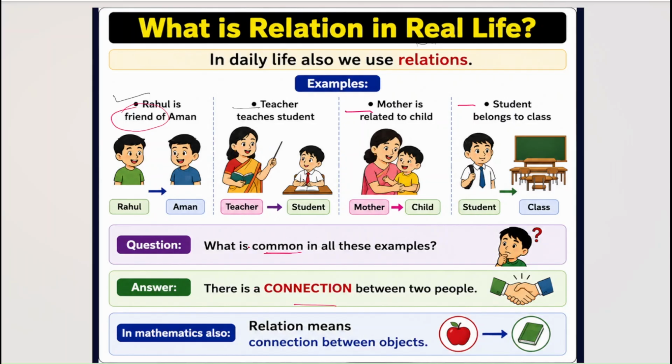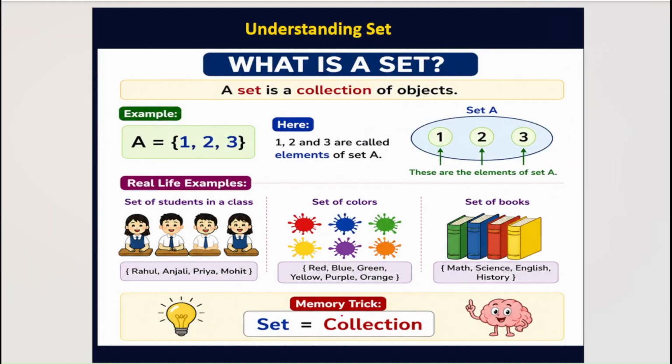So in real life, relation means there is a connection. Similarly, in mathematics, relation means connections between objects. What I mean by relation in mathematics is a connection between any two objects or more than two objects. So the very first term in relations is a set.